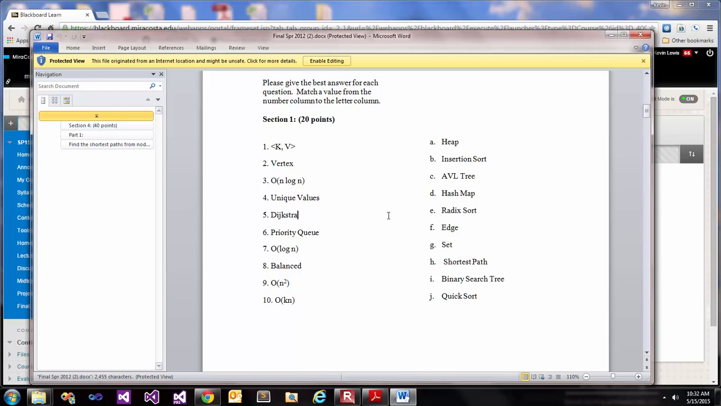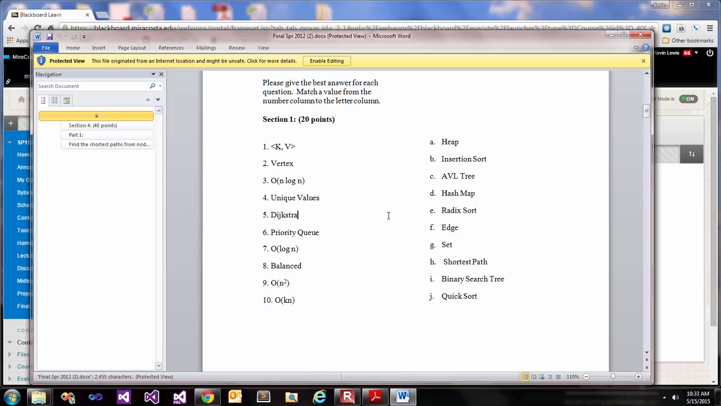Anyways, looking at the values, it says give the best answer. So there could be multiple answers, but there should always be a best one for each one. So we look at number 1, and we see that's a KV, and we should recognize that's some sort of hash or a map, maybe a set or a hash map. So if we look over on the right, we see both hash map and set. Sets typically only contain keys. They don't really contain values, so we could probably rule out set. So I would say 1 is a hash map.